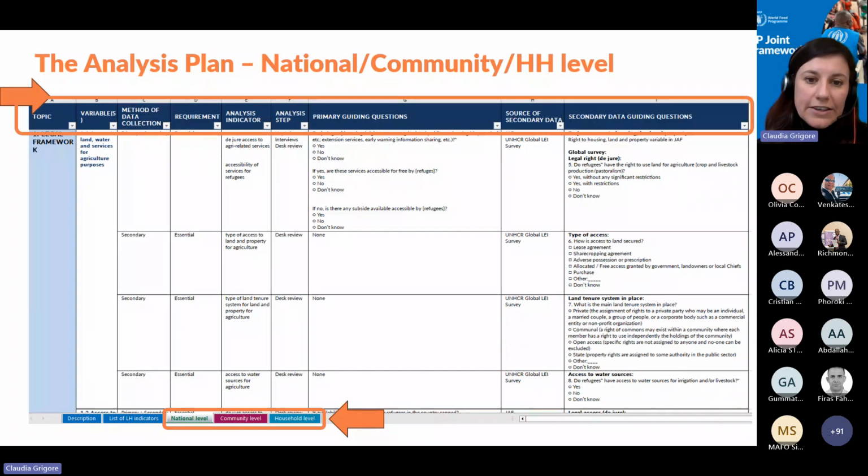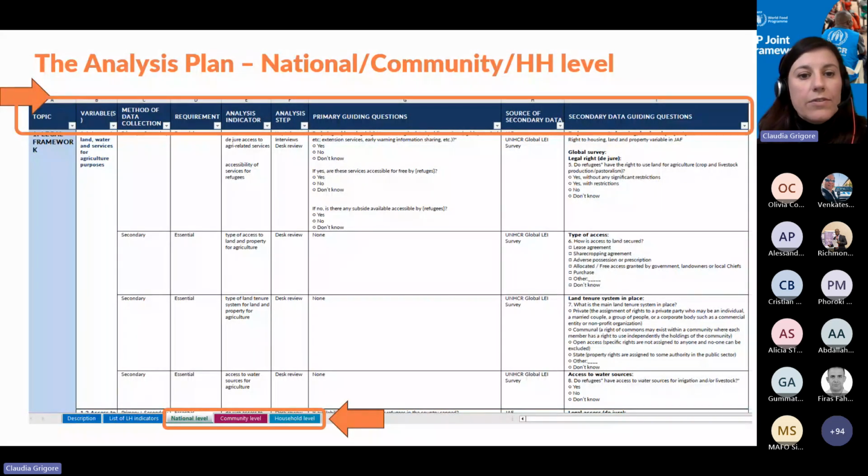Followed by analysis indicator, which provides the indicator of analysis. And here we can have several indicators per variable. So the variables are in column B, and here we're looking at column E. As you can see, we can have several indicators for one variable. And then we have analysis step, which tells you how the data will be collected or gathered. And here we could have key informant interviews, focus group discussions, household surveys, or desk review for secondary data.